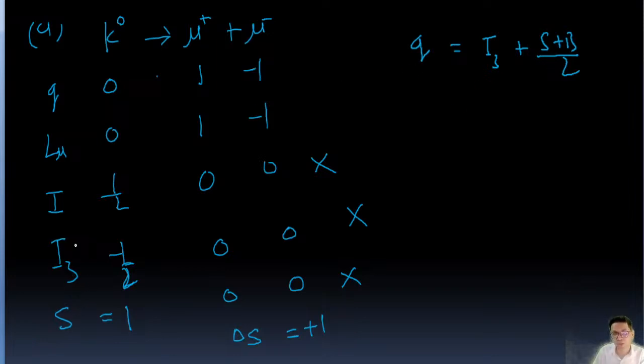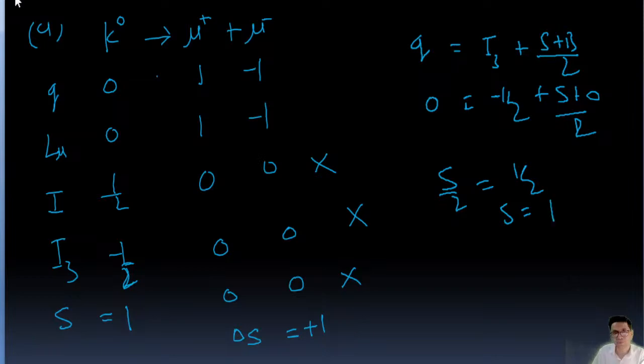If you talk about this K plus, the charge is 0, equal to the I3 value, which is minus half, plus S. This K comes in the meson family, so this is not a baryon number, right? So baryon number is 0 by 2. From here S by 2 equals 1 by 2, so the value of S equals plus 1. In this way we got the S.